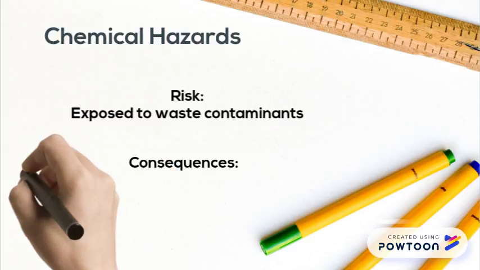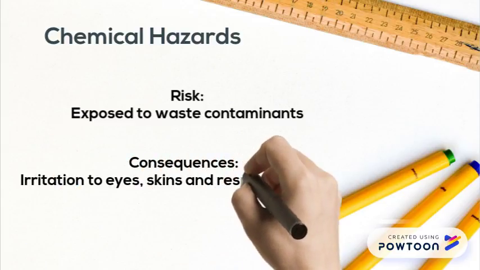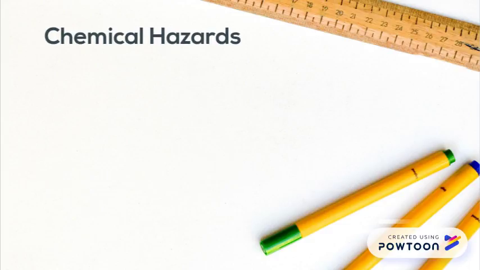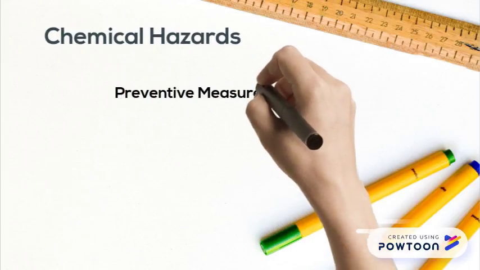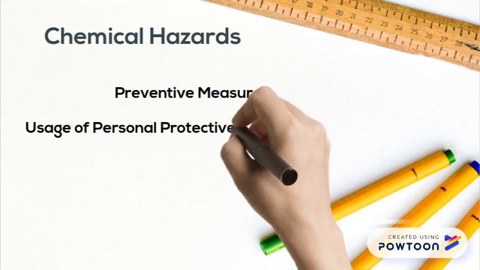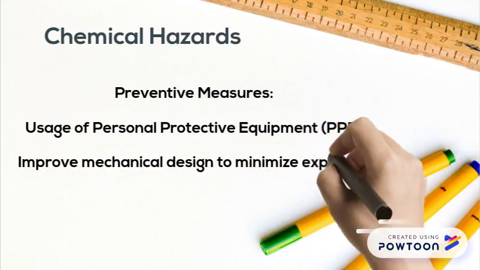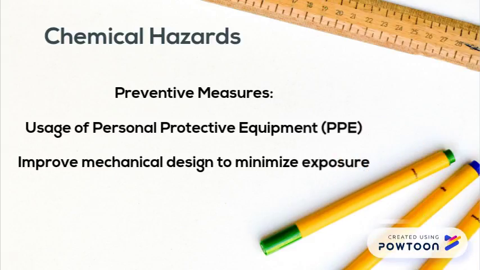Acute overexposure symptoms may include irritation of the eyes, skin, and respiratory tracts. Similarly, the preventative measures would be to practice the usage of personal protective equipment to reduce overexposure to waste contaminants and other hazardous additives. Design of mechanical addition systems to minimize exposure could also be considered.